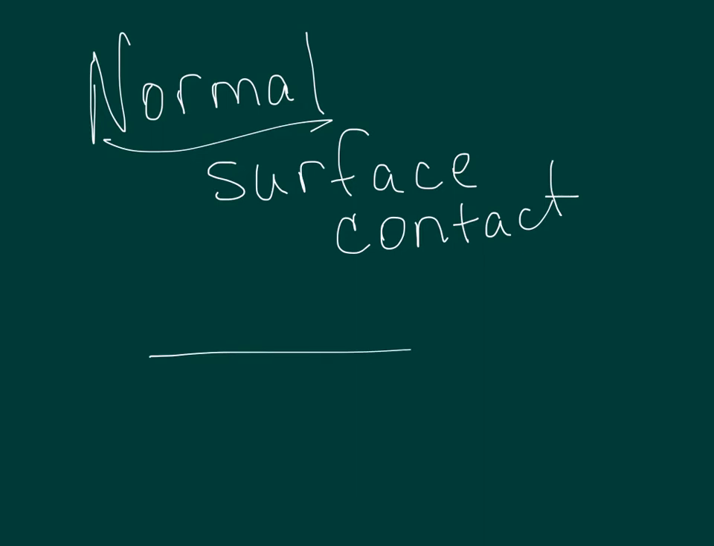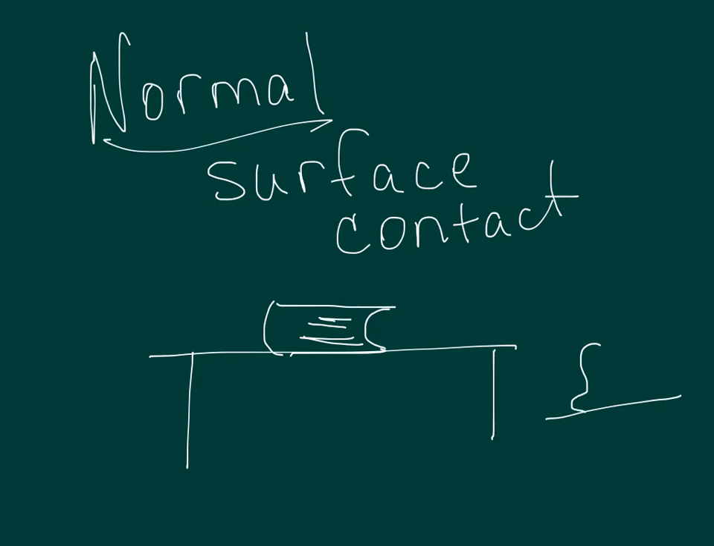So, be that a book sitting on a table, it can be a car driving down the road, it can be you sitting in a chair. There is a direct contact. The object is physically touching another surface.